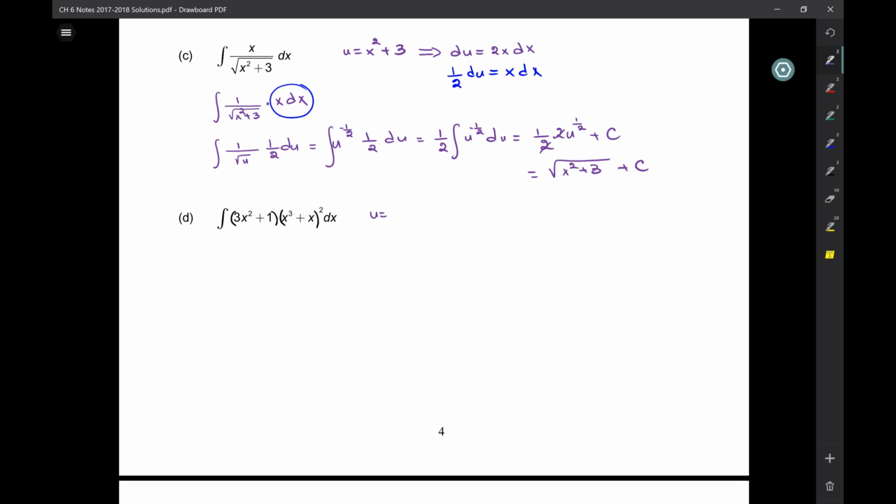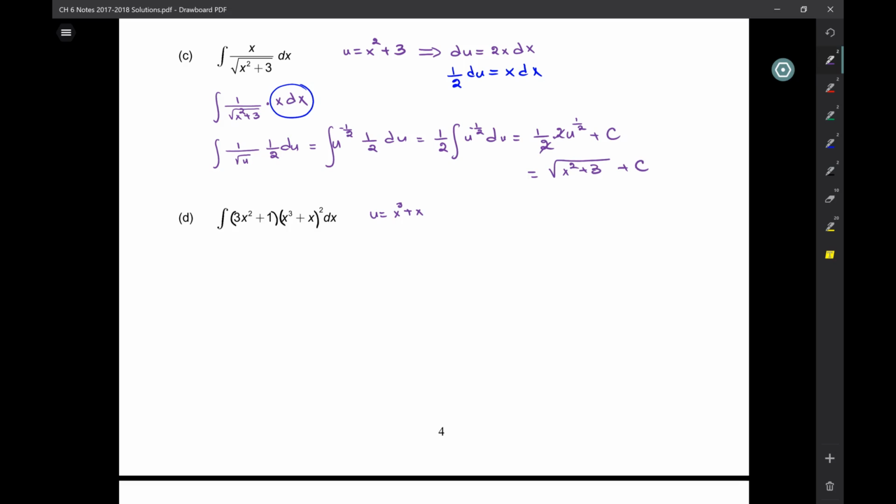Is 3x squared plus 1 an inside function? No, it's not. Why? What's the reason for that? Because, look, this is just 3x squared plus 1. This is a binomial. This is also a binomial, but it's quantity squared.